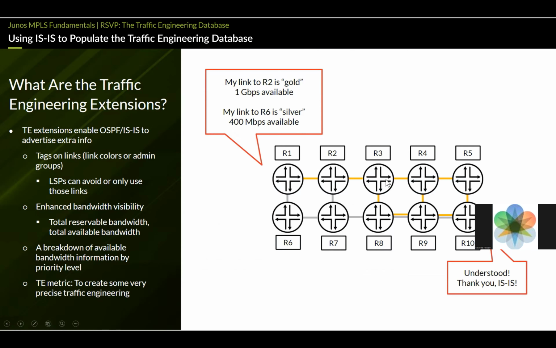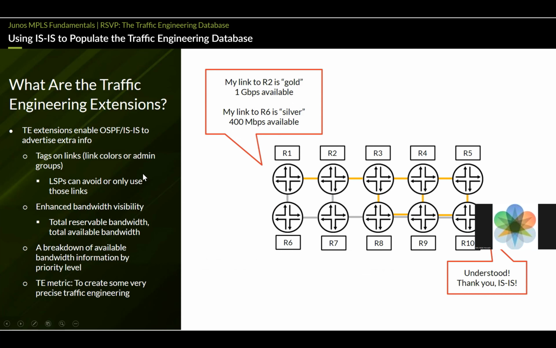R6 is silver. Which one is R6? This is R6. That is the silver color, and the capacity is 400 Mbps. So I want to send packets from router 1 to, it can be, router 5 or it can be router 10.